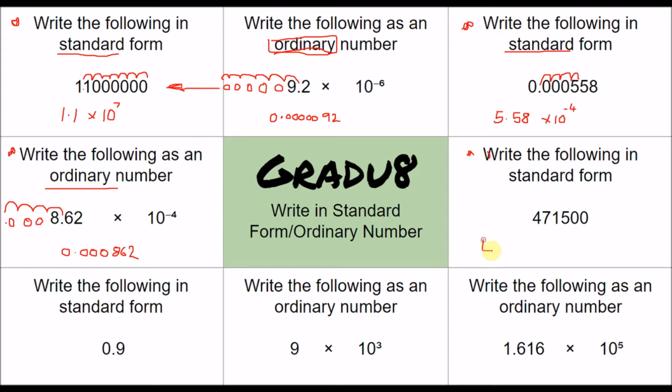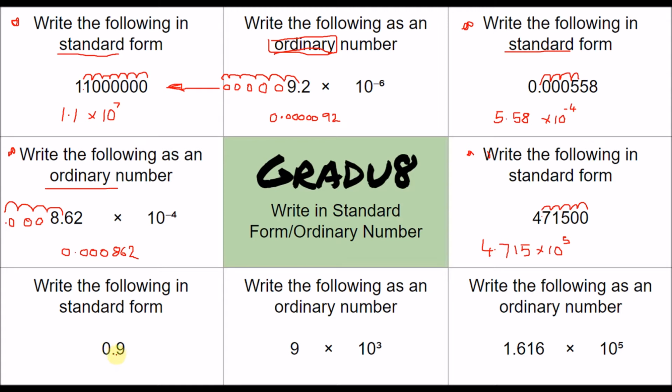Over here, write the following in standard form. You're going to start off really easy now, get into the habit, 4.715. That's going to be times 10 to the power of, and let's have a look at this. If our decimal point was going in here, we go 1, 2, 3, 4, 5. Really easy.